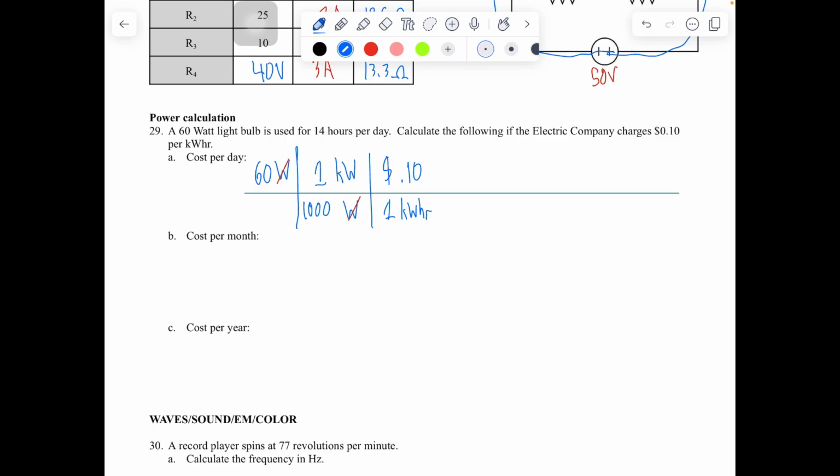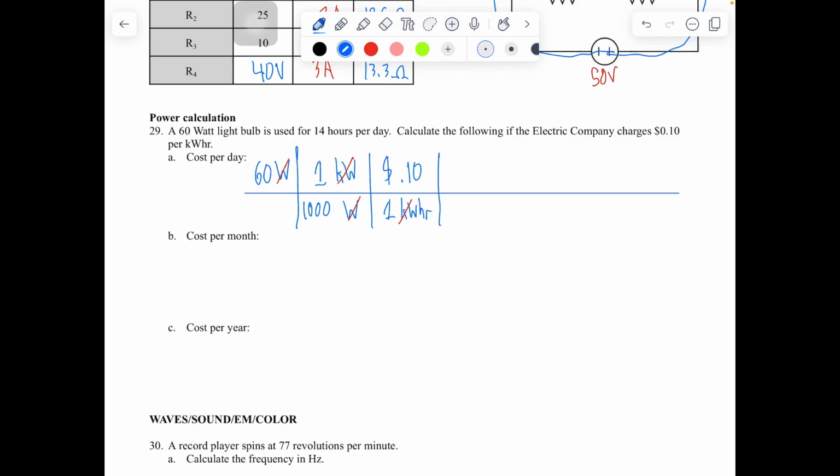The electric company charges 10 cents per kilowatt hour. That's a fraction. We can plug that in. What this will do, it cancels kilowatt hours with kilowatt hours. Now we're in dollars per hour. Okay, this is good. We're almost there. We just need one last thing to get the units we want. Let's get rid of hours.